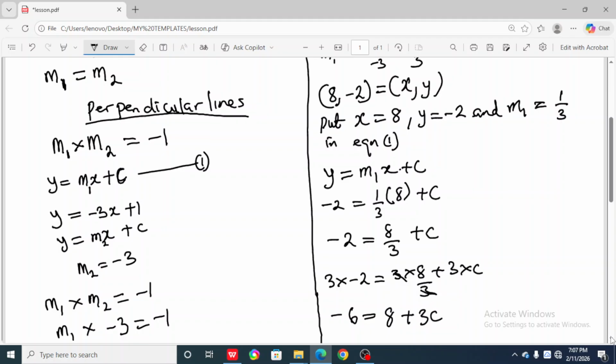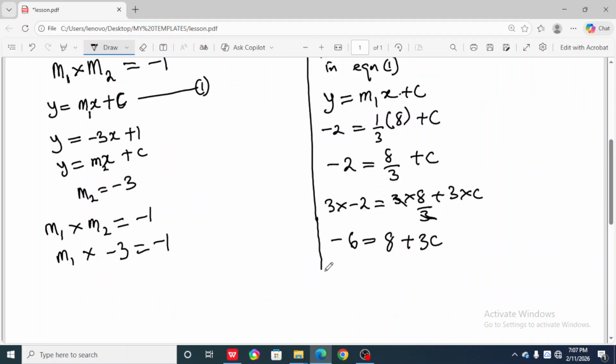From here let's move 8 to this side. We have minus 6 minus 8 equal to 3c. So 3c is equal to minus 6 minus 8, that's minus 14. If we divide both sides by 3, we have c equal to minus 14 divided by 3. So we have gotten c.